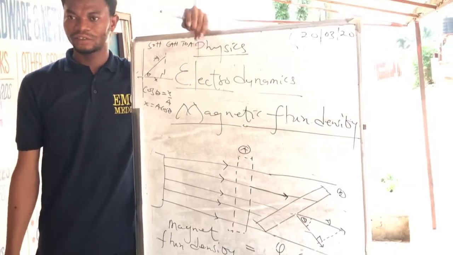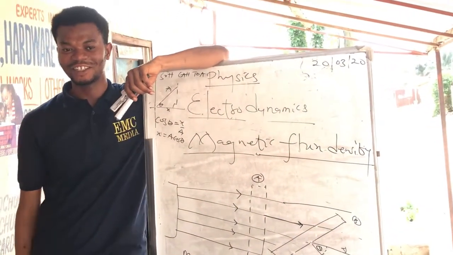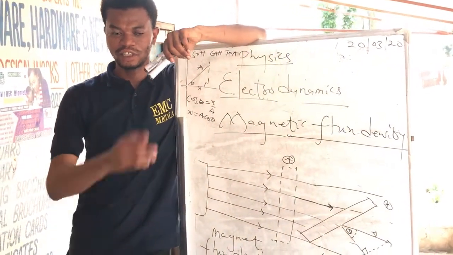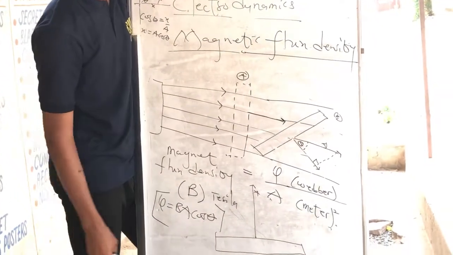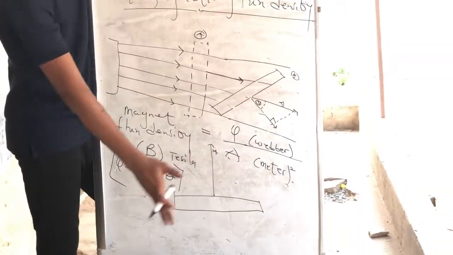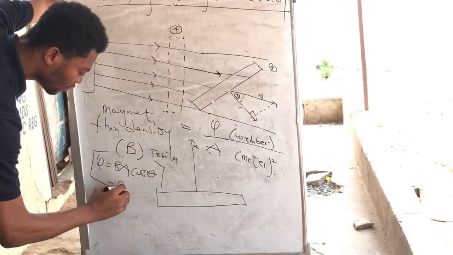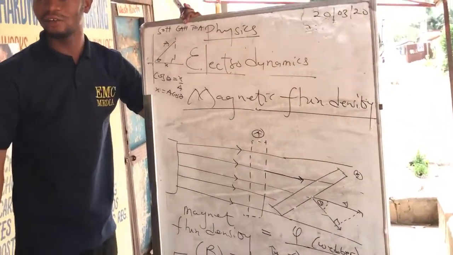Cos 0 is what? Cos 0 is 1. So what does it mean when this angle is 0? It means that all of them are in the same direction. And when cos 0 is 1, what do you have? You have the flux density times the area. Can you see that?